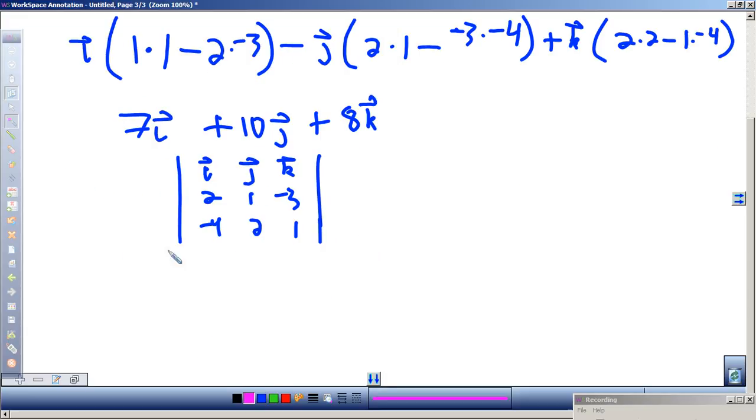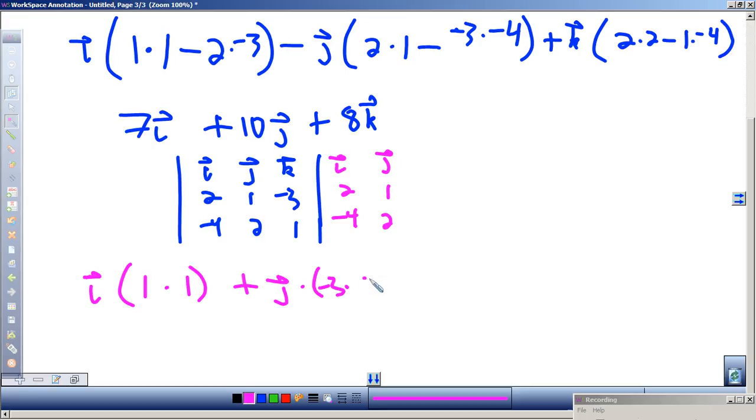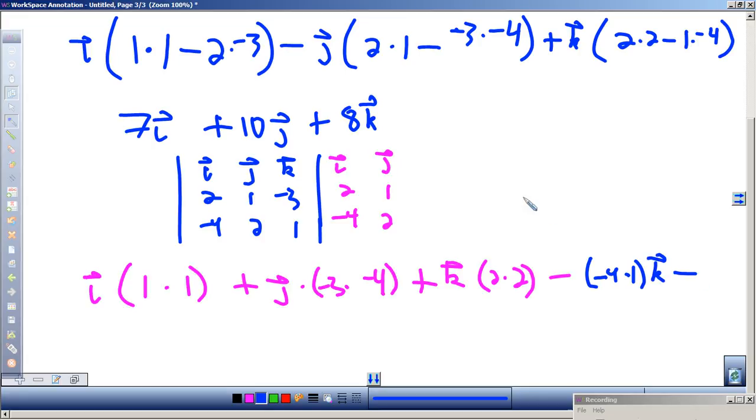And remember the two methods we had for doing this? The diagonal method, which was to take the first two rows and rewrite them: i, 2, negative 4, j, 1, 2. So multiply down this way. So i times 1 times 1, plus j times negative 3 times negative 4, plus k times 2 times 2, minus negative 4 times 1 times k.